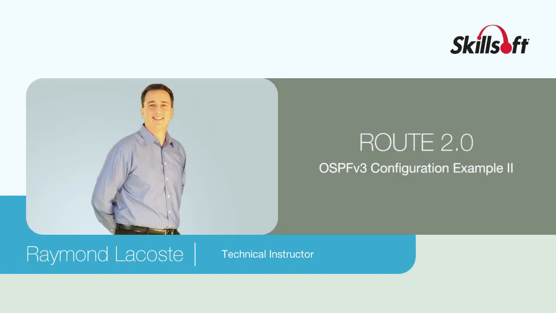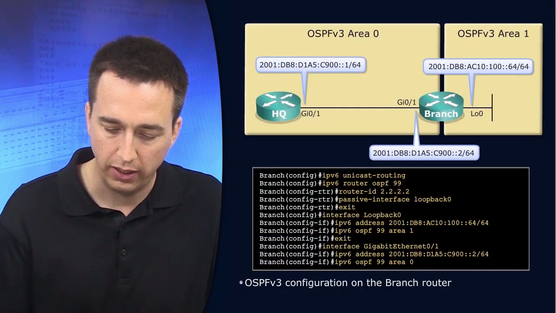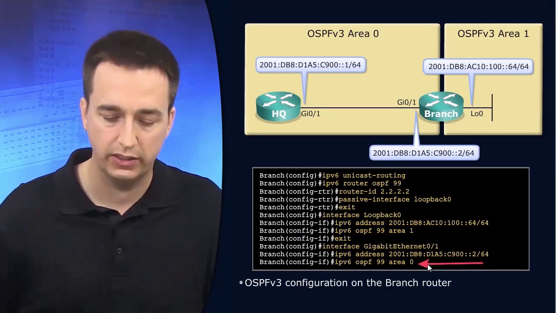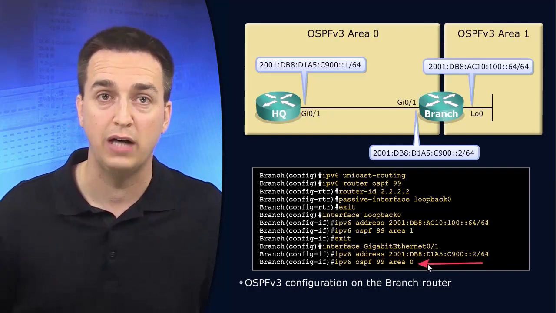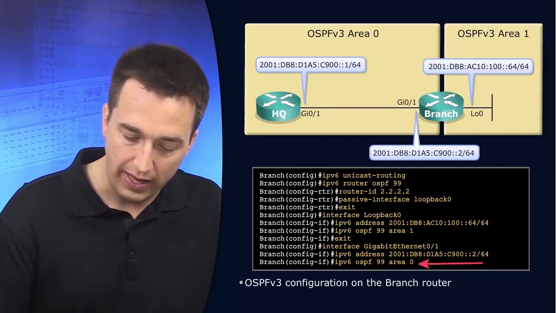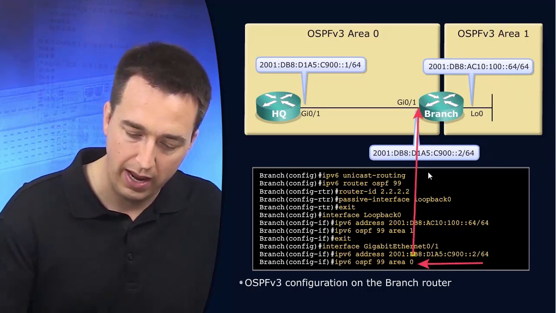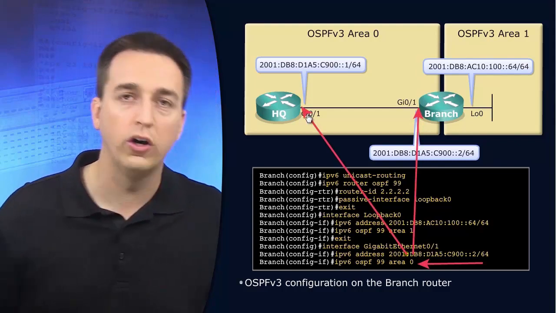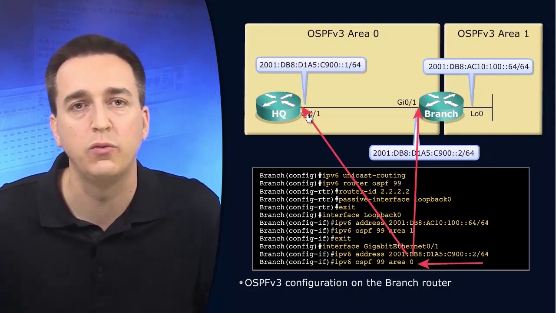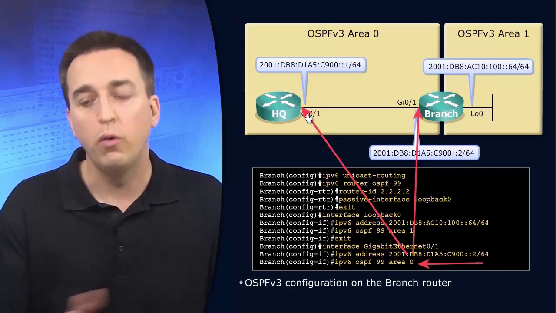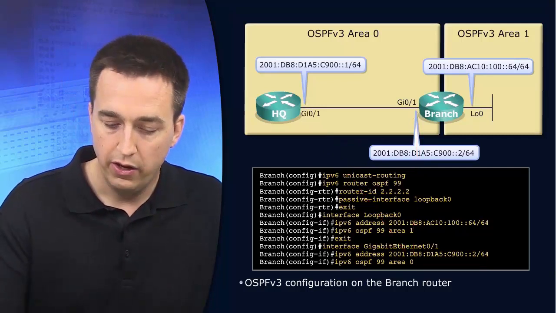So when we look at the branch configuration, we definitely are going to go to that interface and say IPv6 OSPF, specify the process ID, and make sure that it's in the exact same area as we had over on HQ's gigabit 0/1 interface, because if it's not, we won't form our neighbor adjacencies. So let's take a moment here.